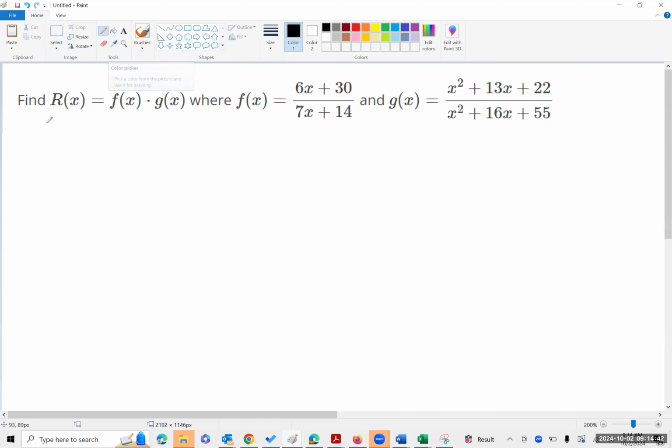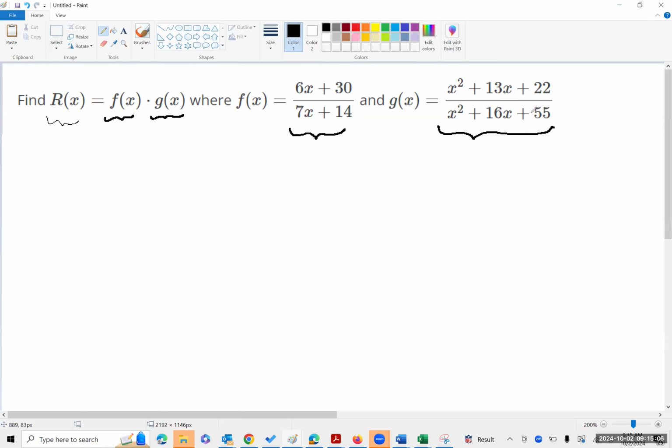So they want us to define a new function, where you take the function f and multiply it by the function g. All that means is you're going to take this expression and multiply it by this expression.